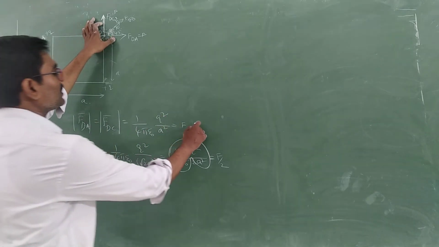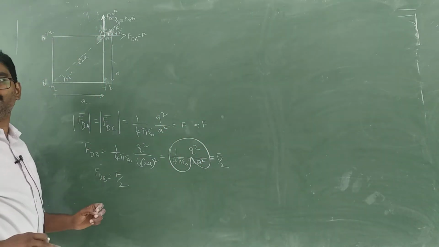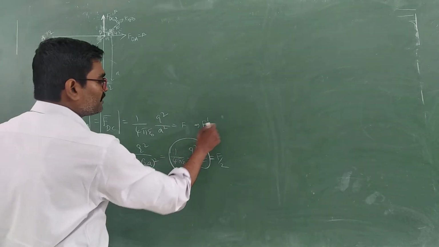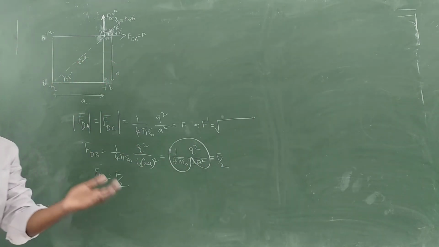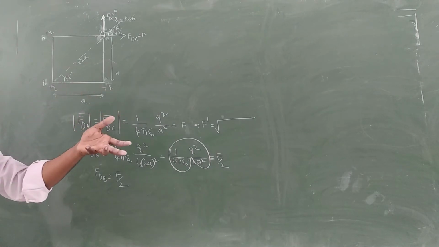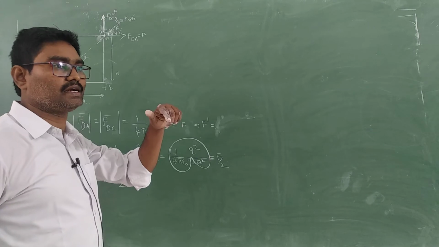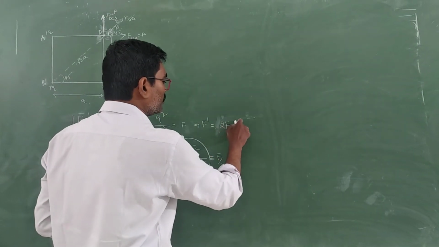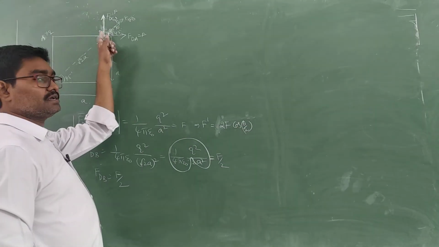This is F. First I am going to calculate the resultant of FDA and FDC. Let it be F dash. So what is this F dash? Root over F square plus F square plus 2F cos theta, you can say. Otherwise, the direct formula: since equal forces are included at an angle theta, it is 2F cos theta by 2. That is 2F cos theta. Theta is what? 90.